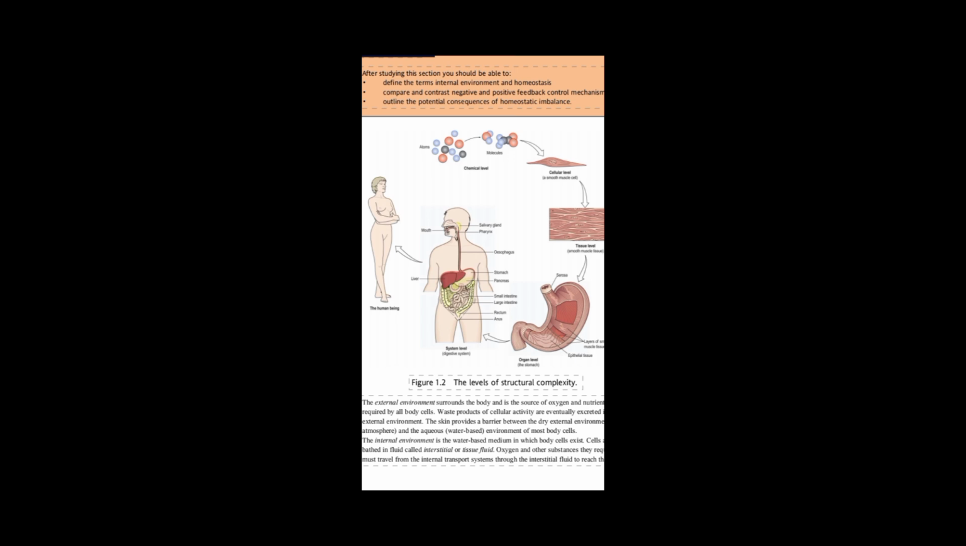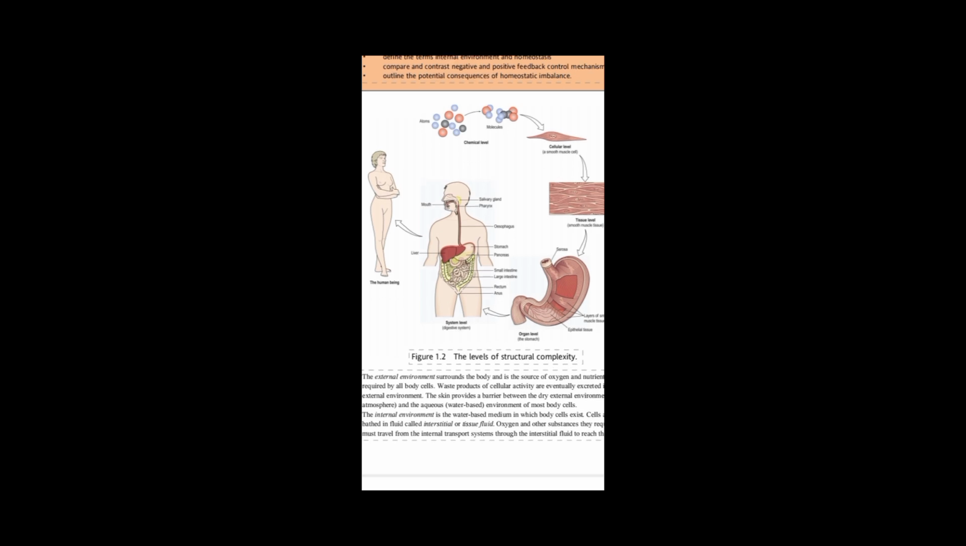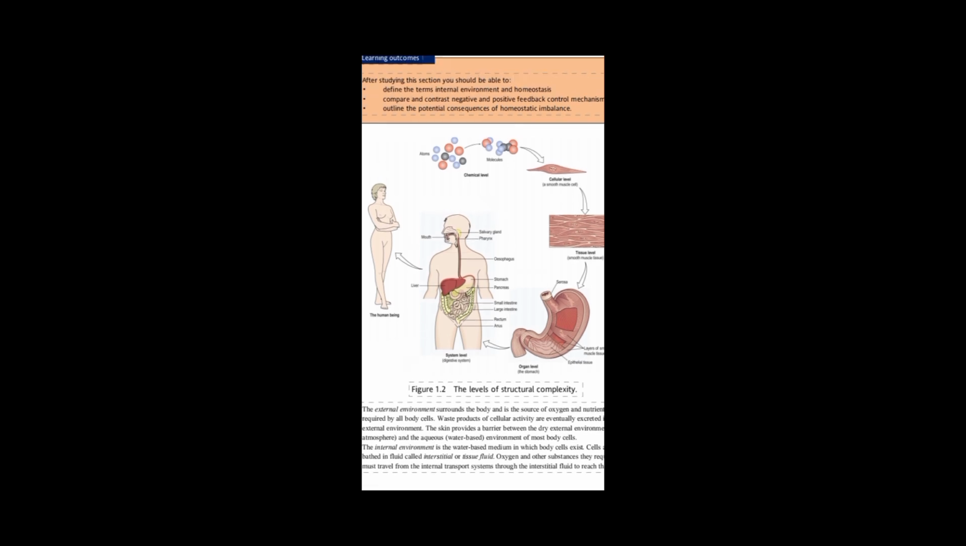At chemical level, different atoms combine to form molecules, and we have different molecules in the human body. The DNA itself is a molecule. We have protein molecules and a whole lot of molecules which are in the human body. So the atoms combine to form the molecules. So when the molecules combine, they form the cells.